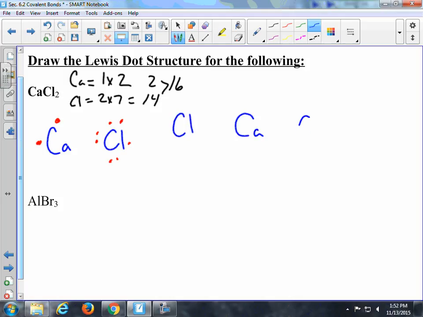I'm going to just put a chlorine on each side. Now, I could have put chlorine on top and bottom. I could have put chlorine on top and left. I went left and right. You could have gone bottom and right. It doesn't matter as long as you have 2 chlorines around it.